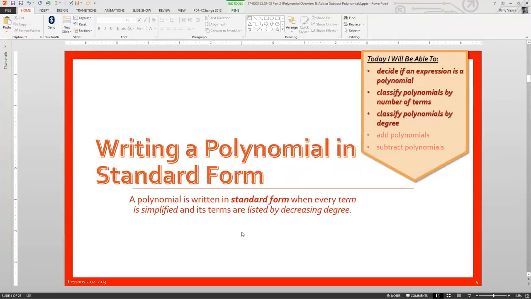So to get started, we really want to look at writing a polynomial in what's called standard form. We had a discussion about it, but basically standard form for a polynomial is when every term is simplified and its terms are listed in decreasing degree order. So the highest degree monomial in the polynomial would come first, then the next one, then the next one. And we're going to look at a couple of examples.